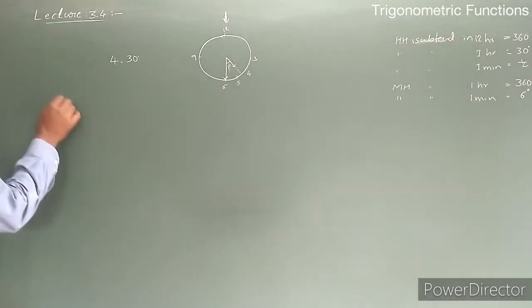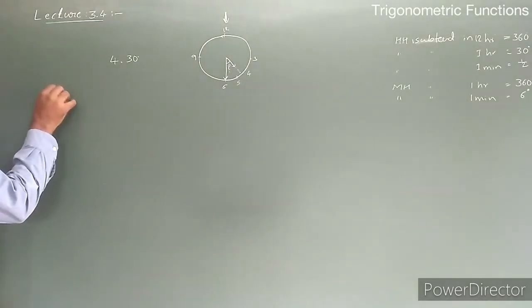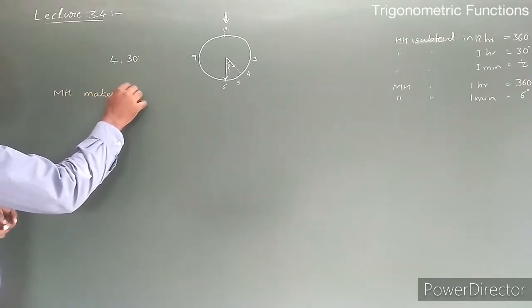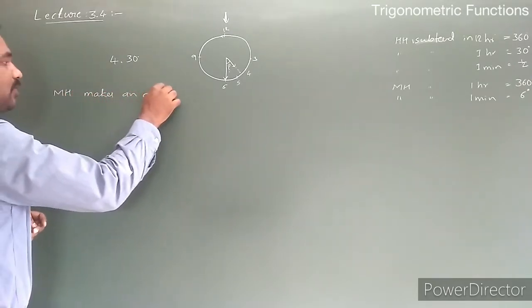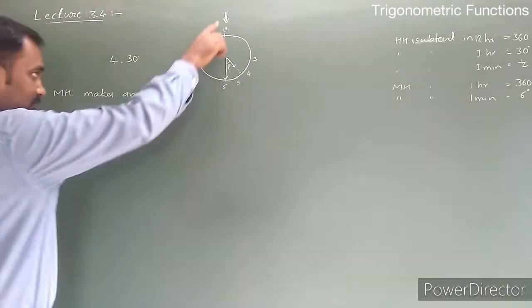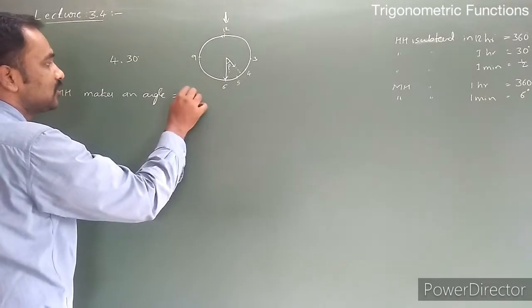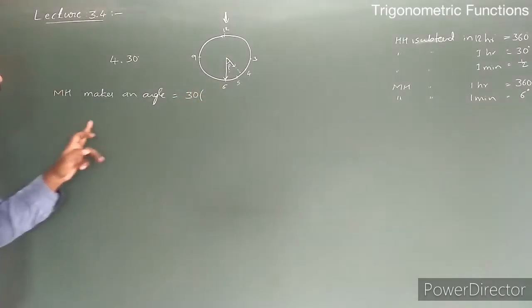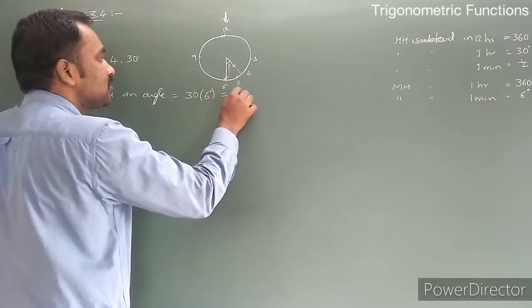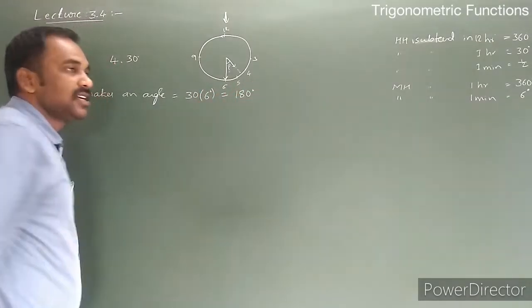First find the angle that the minute hand makes. How many minutes has it moved? It has moved 30 minutes. In 1 minute, how much angle does it make? In 1 minute, it makes 6 degrees. So in total it is 180 degrees.